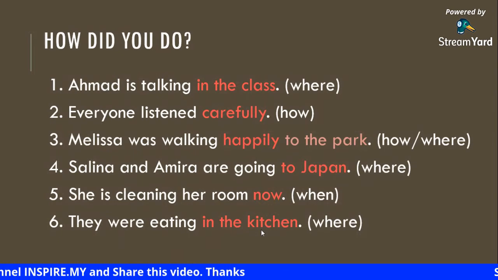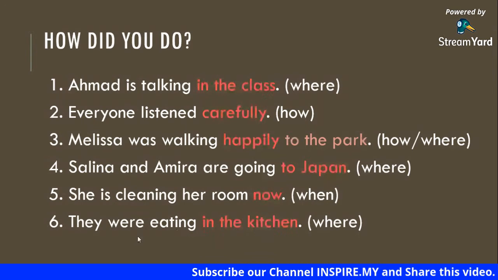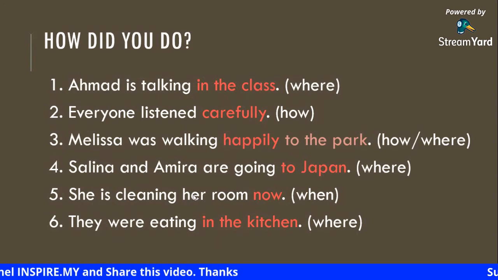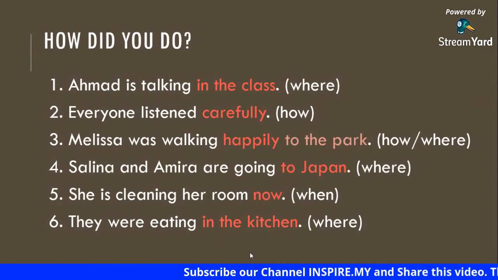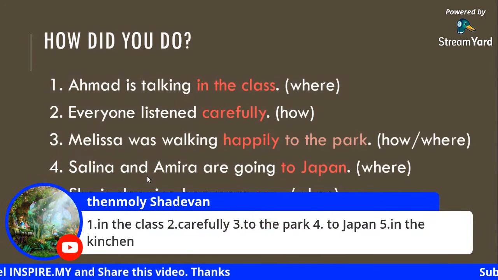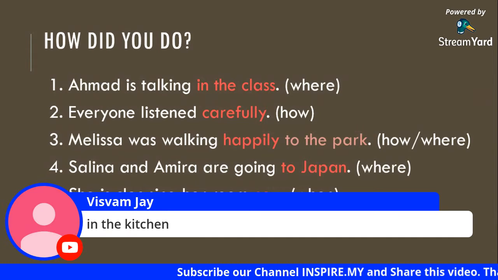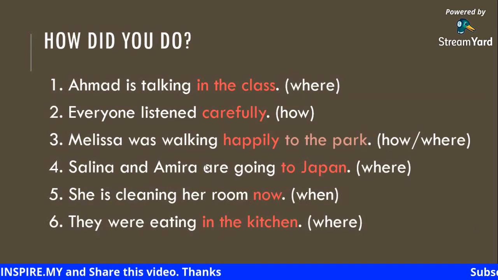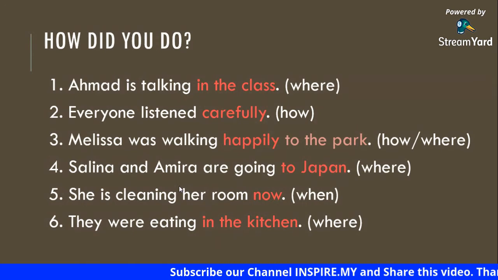Okay. So if you guessed sentence number 5, she is cleaning her room. Her room is the object. Yes, correct. You are right. She is cleaning her room. Is cleaning is the verb. What is she cleaning? Her room is the object. So when you do something to something, that becomes the object. So she is cleaning her room. Her room is the object.